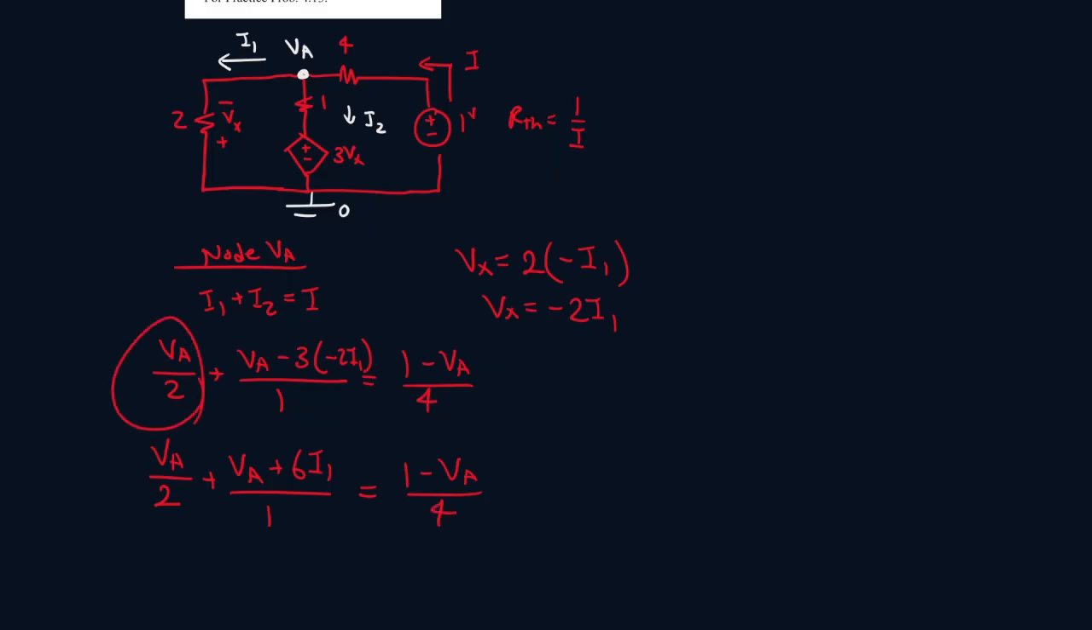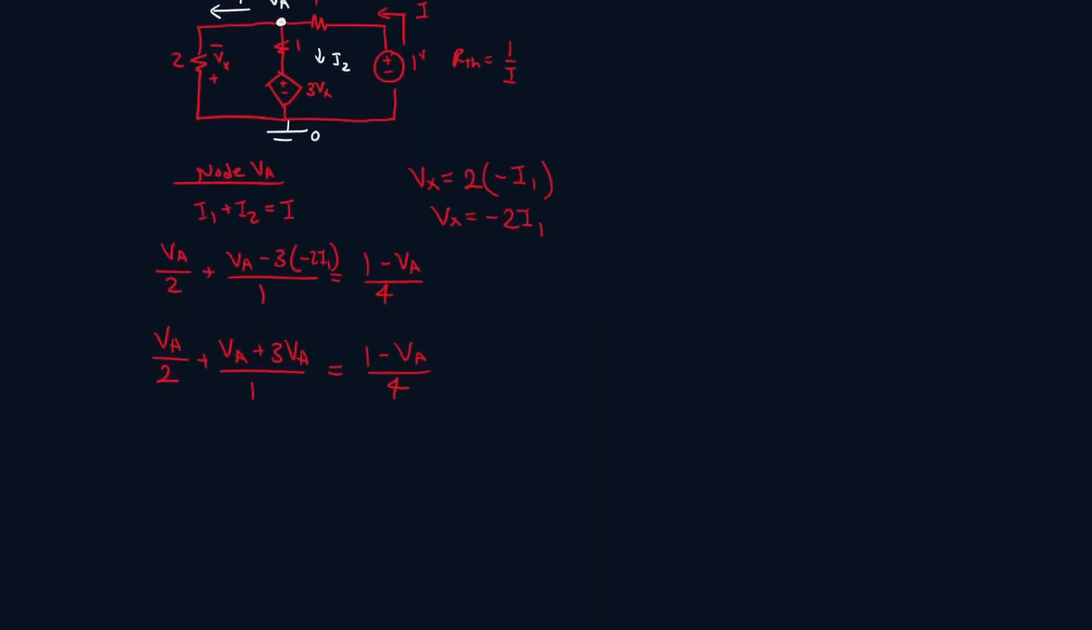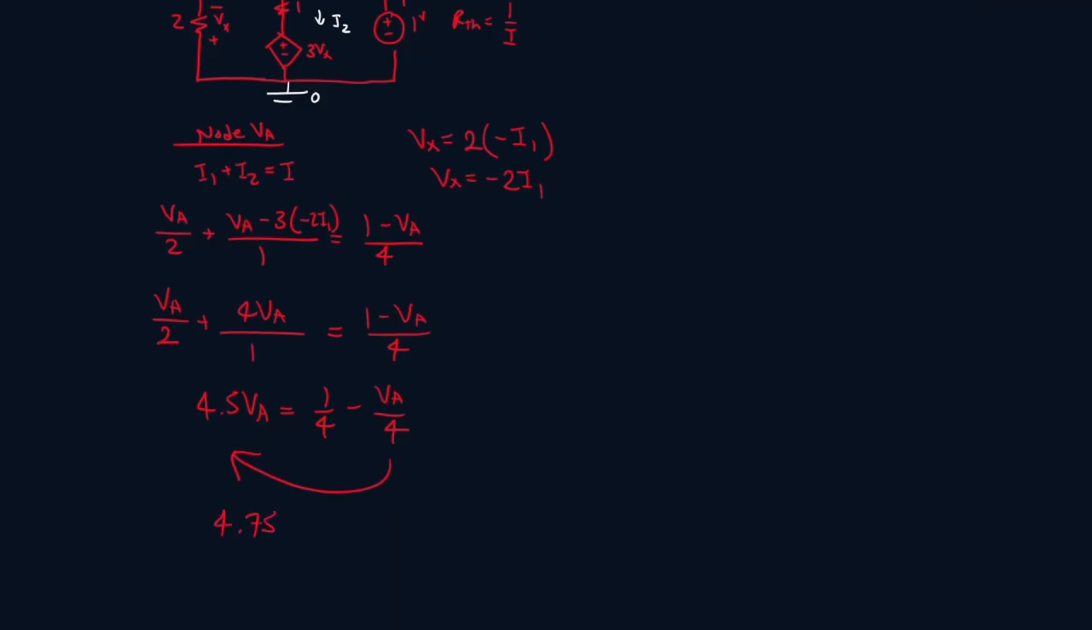And I1 was equal to VA over 2. So we can replace that with VA over 2. 6 over 2, that's 3. So 3VA. Alright, so 3VA plus 1VA, that's 4VA. Alright, so 4VA plus 1 over 2 VA, that's 4.5VA equals 1 over 4 minus VA over 4. Bring this to the other side. So 4.5 plus 1 over 4, that's 4.75 VA equals 1 over 4.